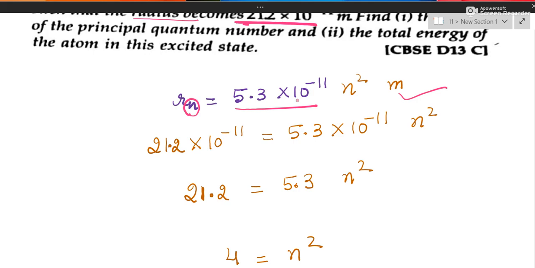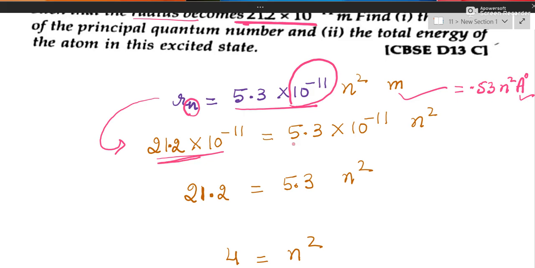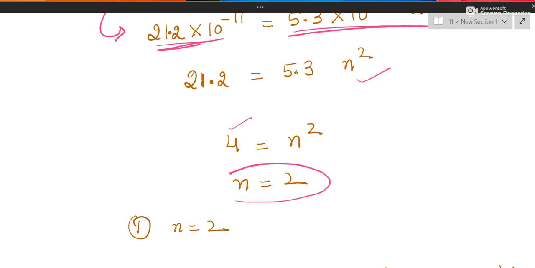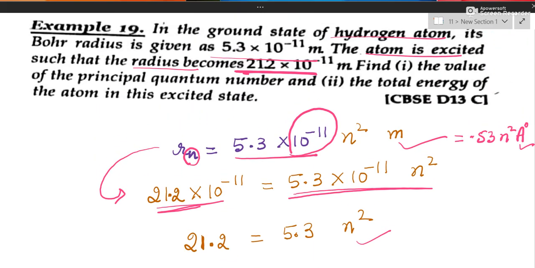It's all about that they have converted into 10 to the power minus 11. You can use the same formula, 0.53 n square angstrom. Angstrom can be opened and go by simple mathematics. Right now the radius is given as this, and the right side will be as it is. Now you use mathematics and find out n square. The approximate value you can take as 4, so n is 2. They are asking, first part, what is the principal quantum number? So we have reported the value of n.